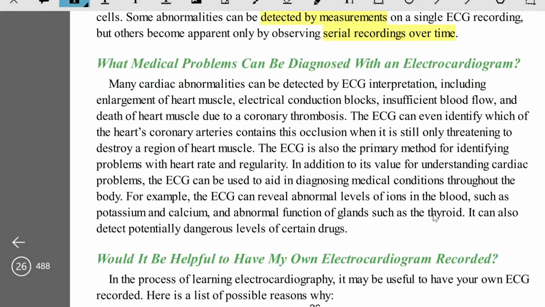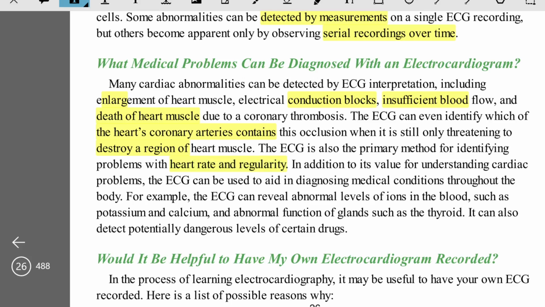So what medical problems can be diagnosed with an ECG? Many cardiac abnormalities can be detected, including enlargement of the heart, electrical conduction blocks, insufficient blood flow, and death of the heart muscle due to coronary thrombosis. The ECG can even identify which of the coronary arteries contains an occlusion when it is still only threatening to destroy a region of the heart muscle. The ECG is also the primary method for identifying problems with heart rate and regularity.